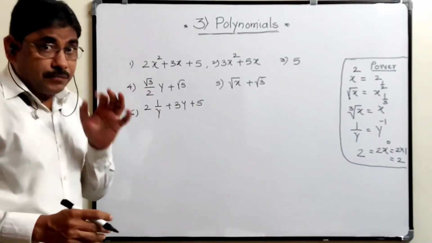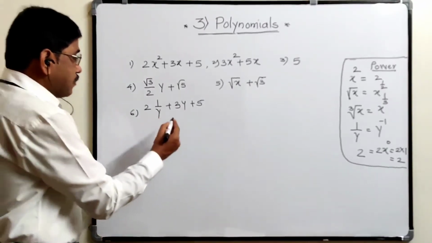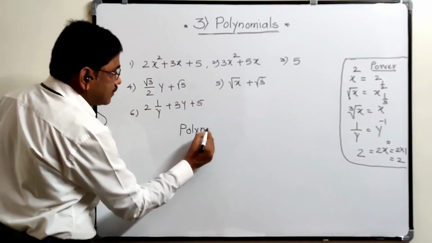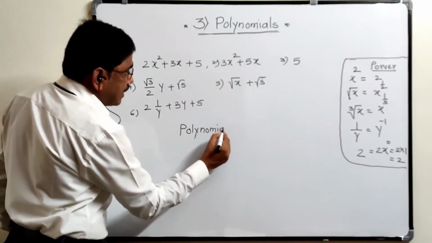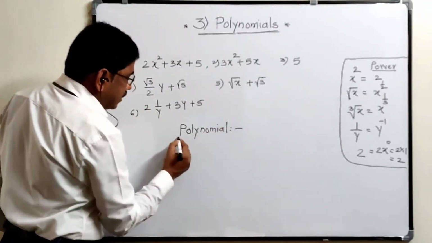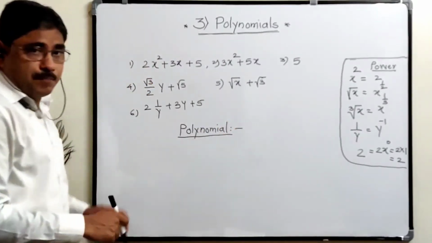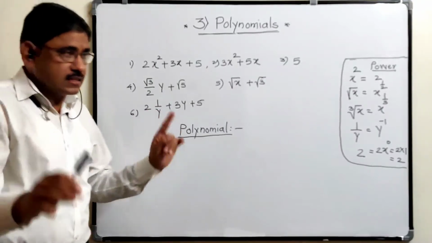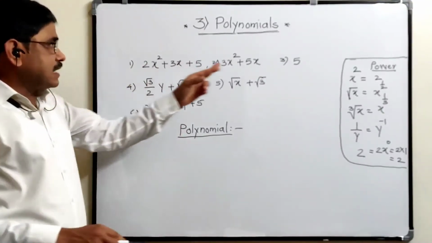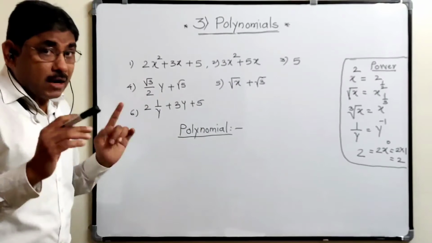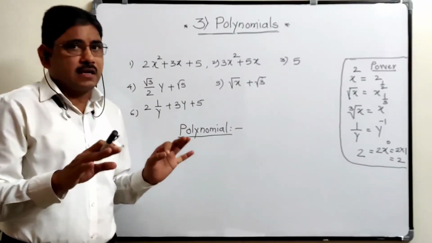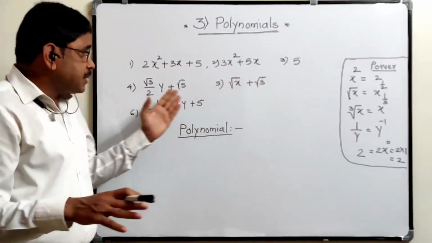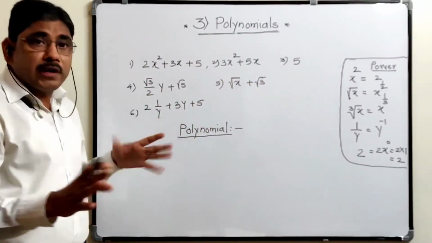Now let us see how to define that polynomial. So which one is the polynomial that we have to decide. So that is our first point. Identify the polynomial or define the polynomial. So polynomial is an algebraic expression. That is the first thing. So these are some algebraic expressions. But all algebraic expressions are not polynomials. सभी जो कुछ algebraic expressions हैं वो सभी polynomial नहीं है.